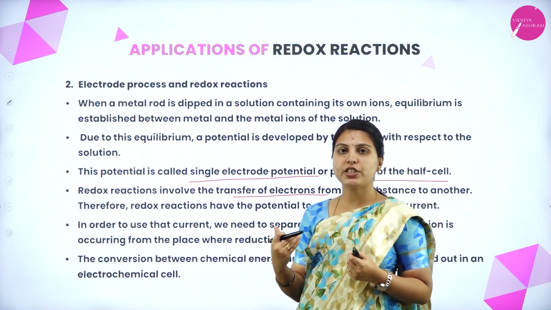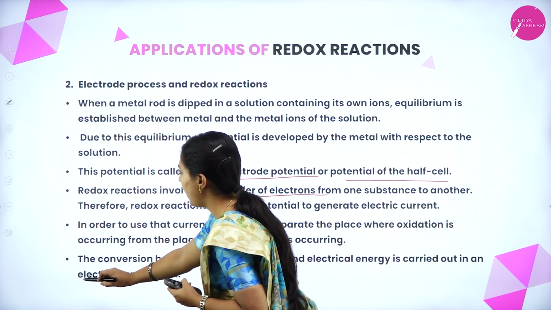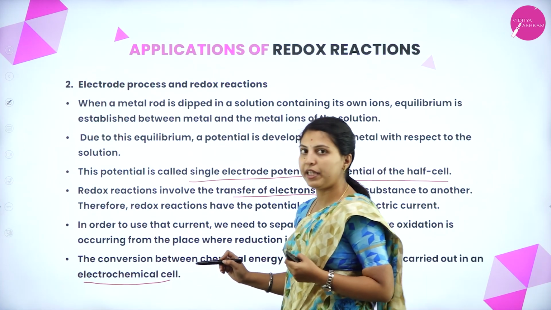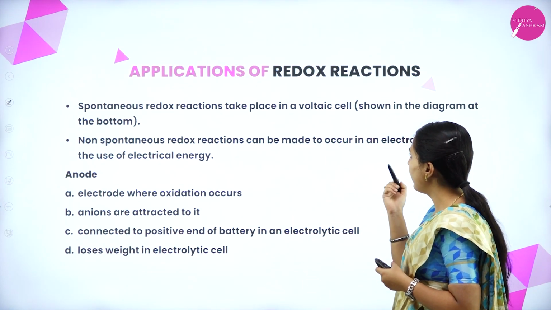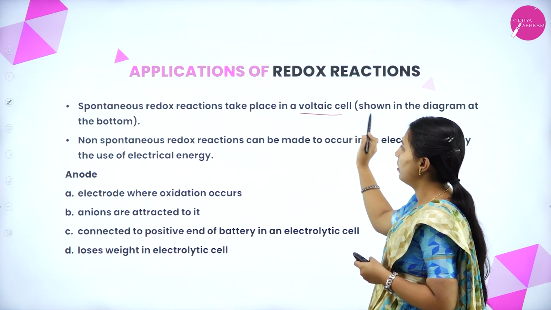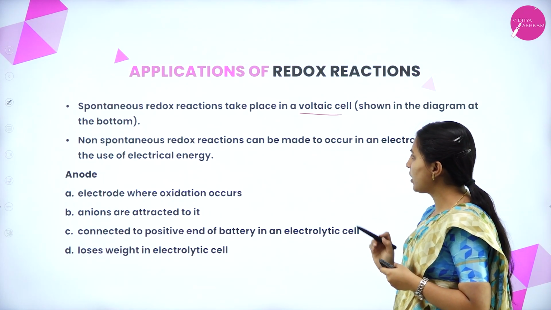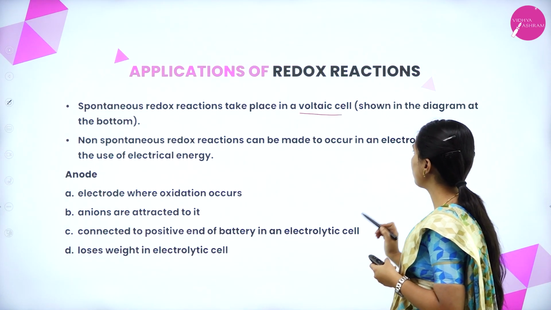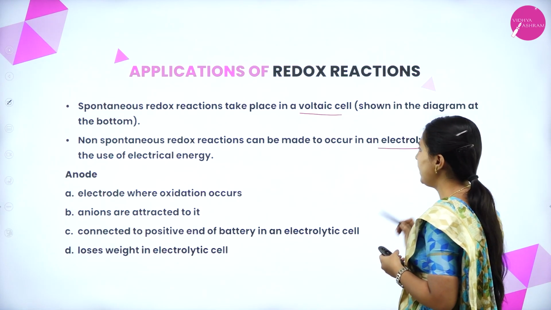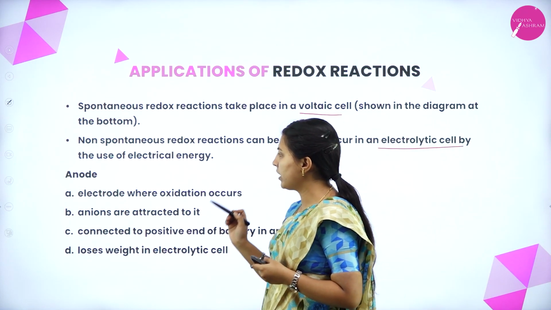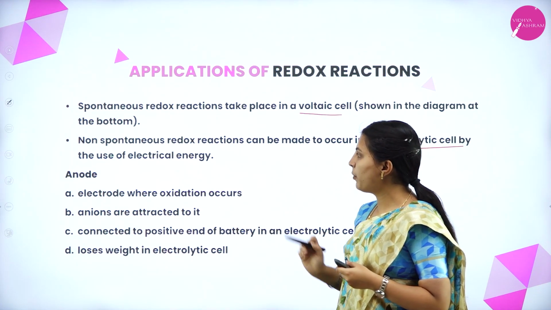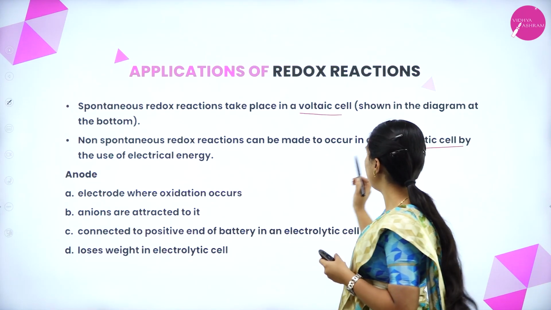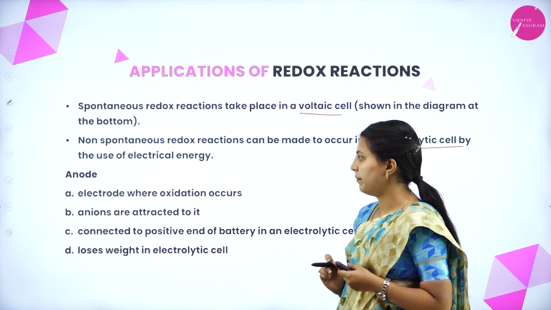This overall conversion, where will it happen? It will happen in an electrochemical cell. Next, spontaneous redox reactions take place in a voltaic cell. Non-spontaneous redox reactions can be made to occur in an electrolytic cell by using electrical energy. Spontaneous reactions occur in a voltaic cell; non-spontaneous reactions will be seen in an electrolytic cell.